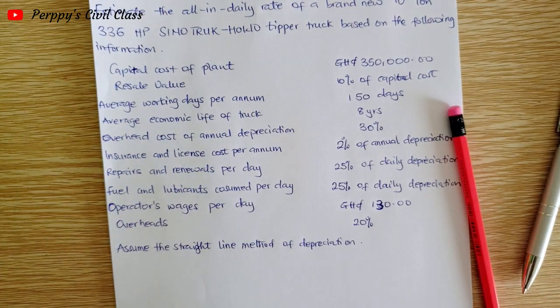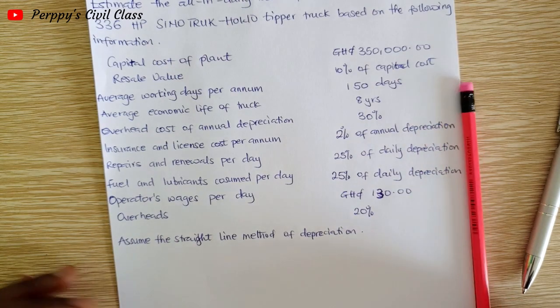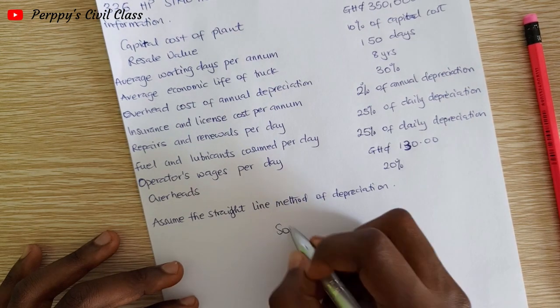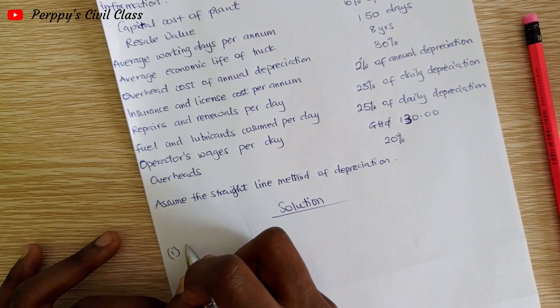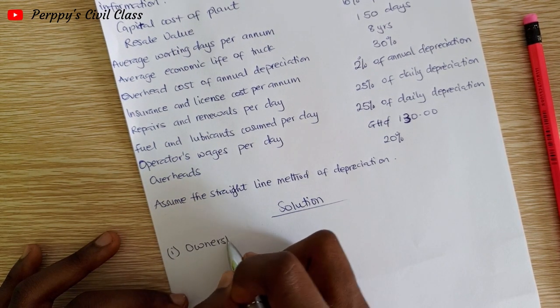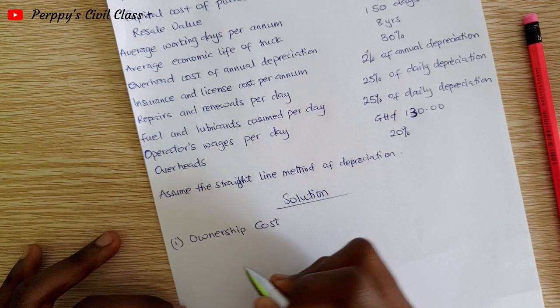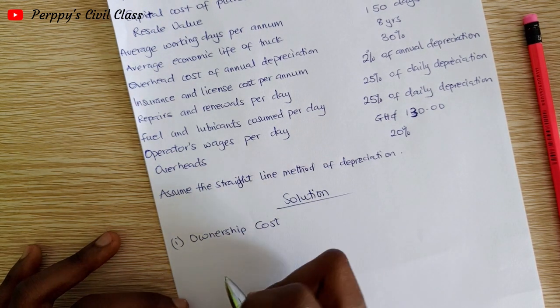There are three important costs that we have to calculate here: the ownership cost of this tipper truck, the operation cost, and the running cost. So let's start with the ownership cost. Solution one, the ownership cost, by using the straight line method of depreciation.